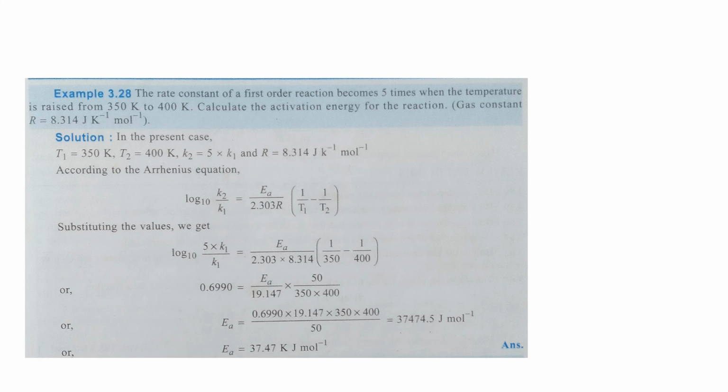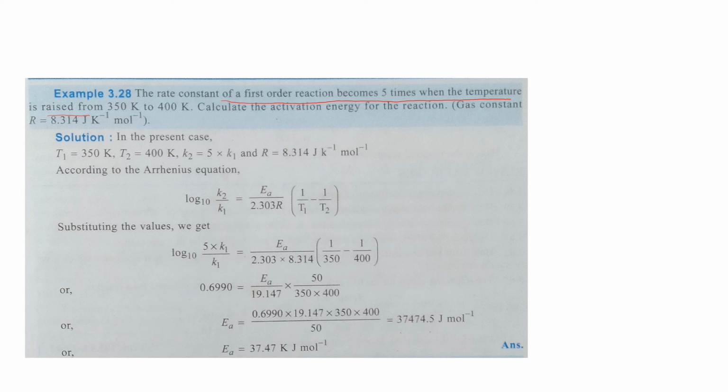Third numerical: the rate constant of a first order reaction becomes 5 times when the temperature is raised from 350 Kelvin to 400 Kelvin. Calculate the activation energy for the reaction, and the gas constant is given. Now T1 and T2 are given, 350 and 400 Kelvin. Now K2 is equal to 5 times K1. So naturally, in the first case, if the rate constant is K1, then K2 will be 5 times K1.